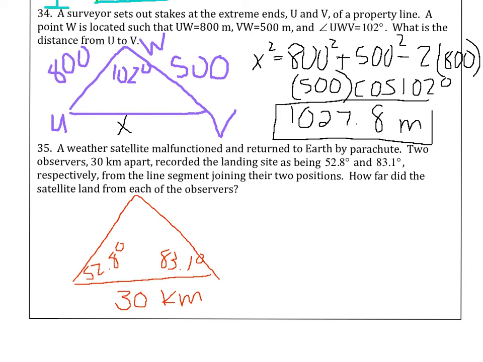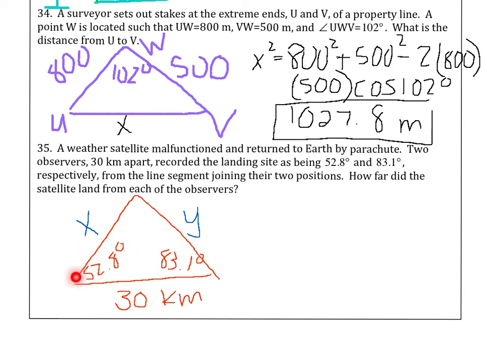So our next problem, number 35 here, once again, they give us these two angles, so I know it is not a right triangle. And I know the observers are 30 kilometers apart, and those are the angles that they can see joining their two positions. And this problem's asking us for two different things. They're asking us how far away it is from the one observer and from the second observer. So it looks like we're going to have to use two different formulas.